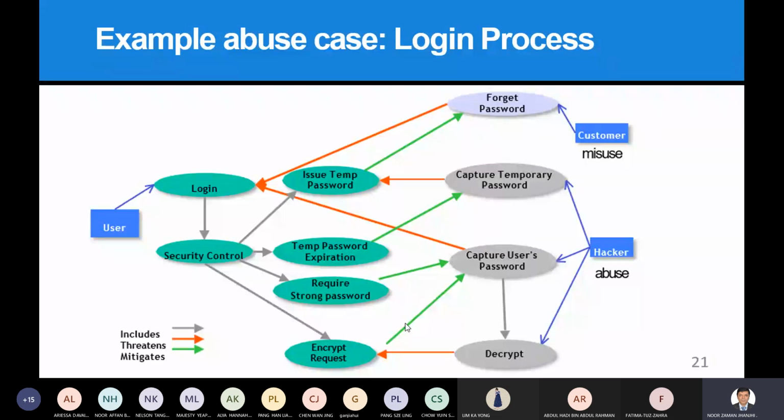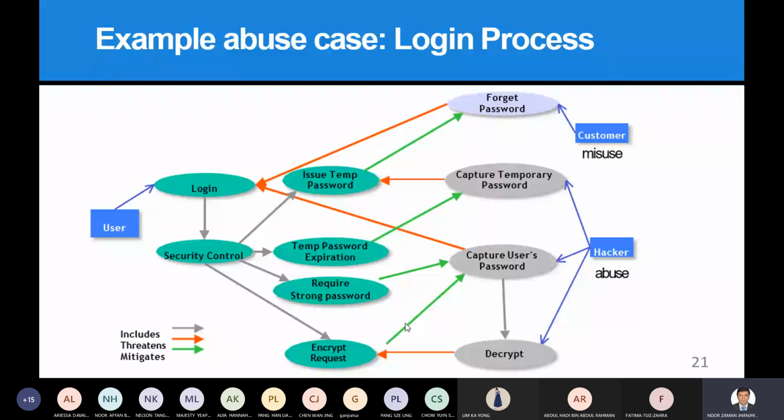They can also capture the temporary password, which again would be an issue. What does temporary password mean? Suppose we have a password link that comes to us and allows us to change the password for a temporary time period. Or suppose they are able to decrypt it, or the hacker can misuse the forgot password feature and then send requests. So these are all abuse cases.